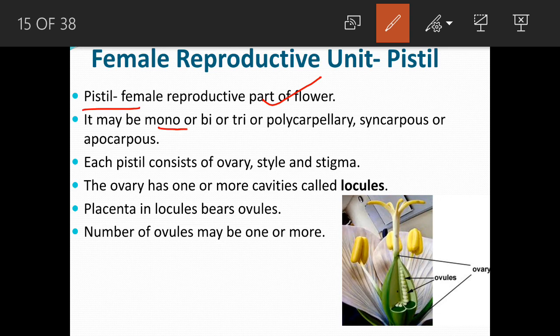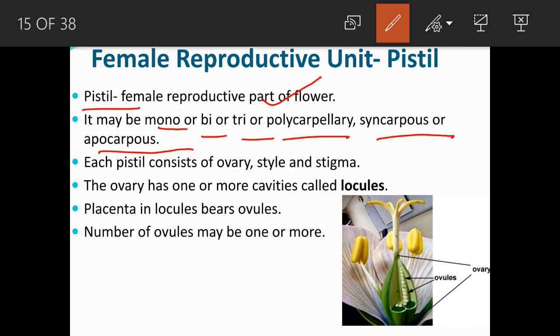It may be mono-, bi-, tri- or polycarpellary, meaning that it may have 1, 2, 3 or more than 3 carpels. It may be syncarpous, where 2 or more carpels are fused together to form a compound ovary, for example in petunia. It may be apocarpous, meaning 2 or more carpels in a free state, for example in buttercup.